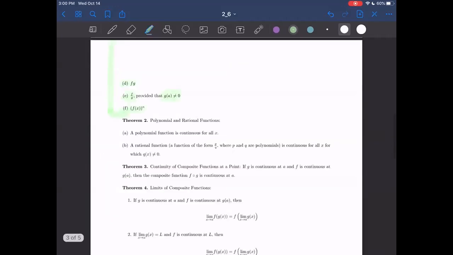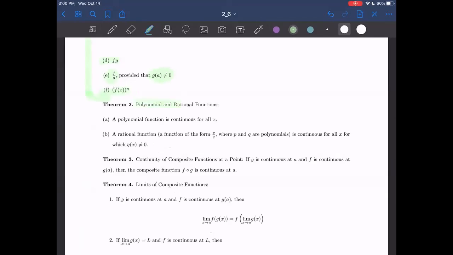And we've got polynomial and rational functions. A polynomial function is always going to be continuous. A rational function is always going to be continuous except when the denominator equals 0. So, same way we would check domain. That's exactly the same thing.